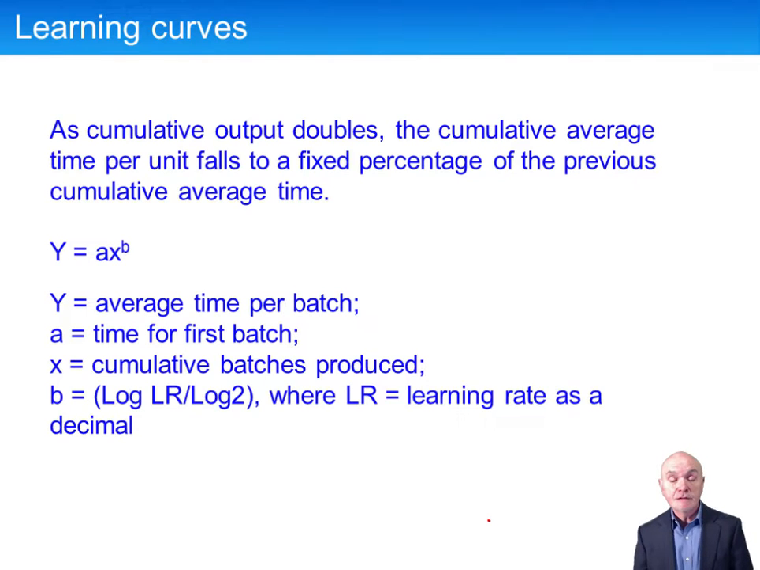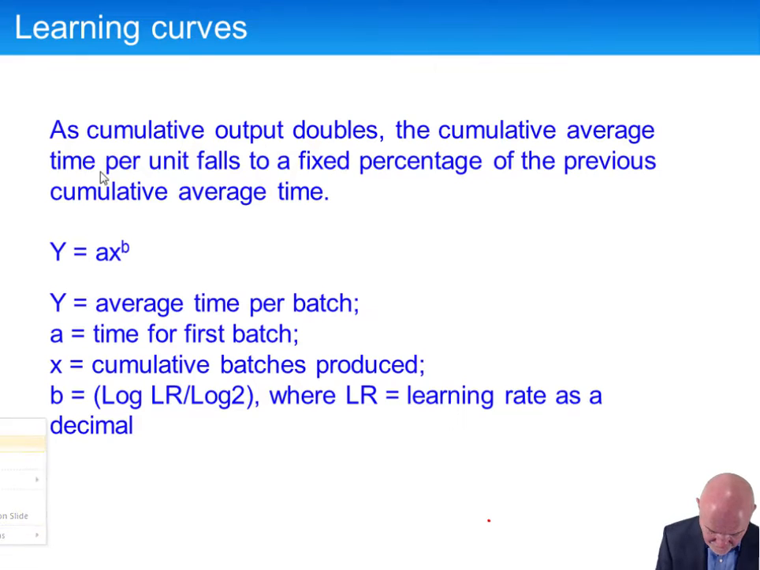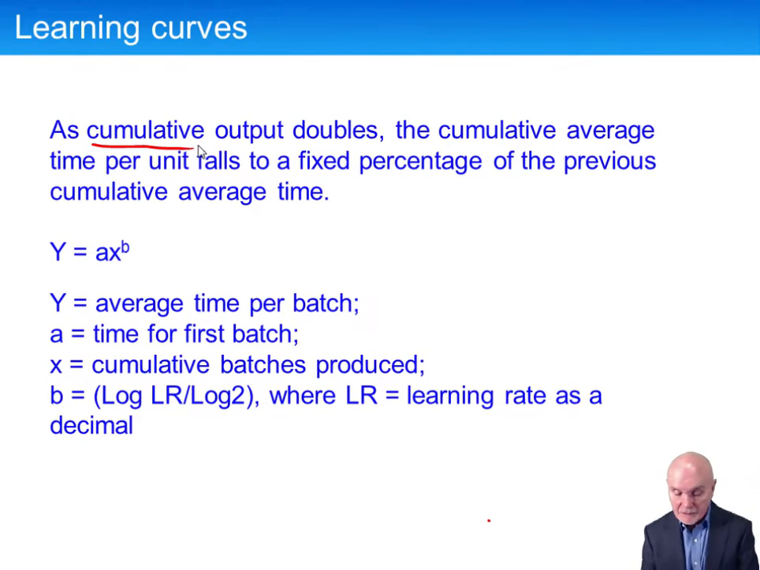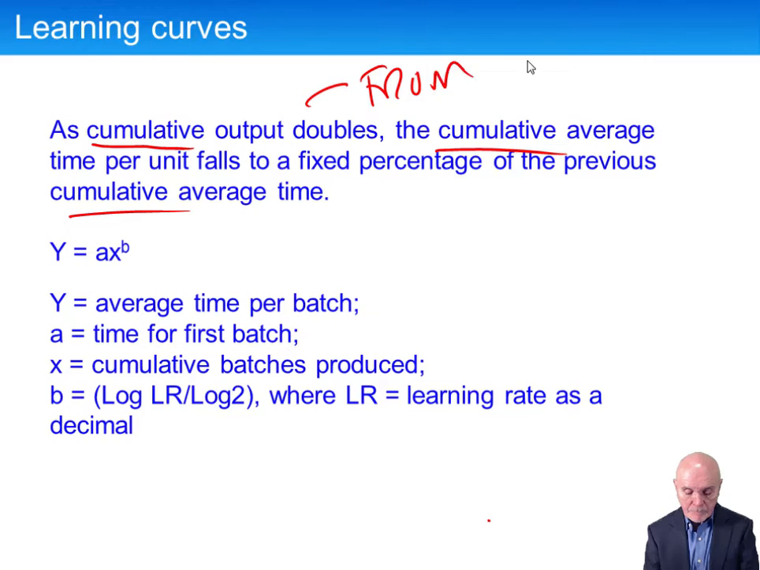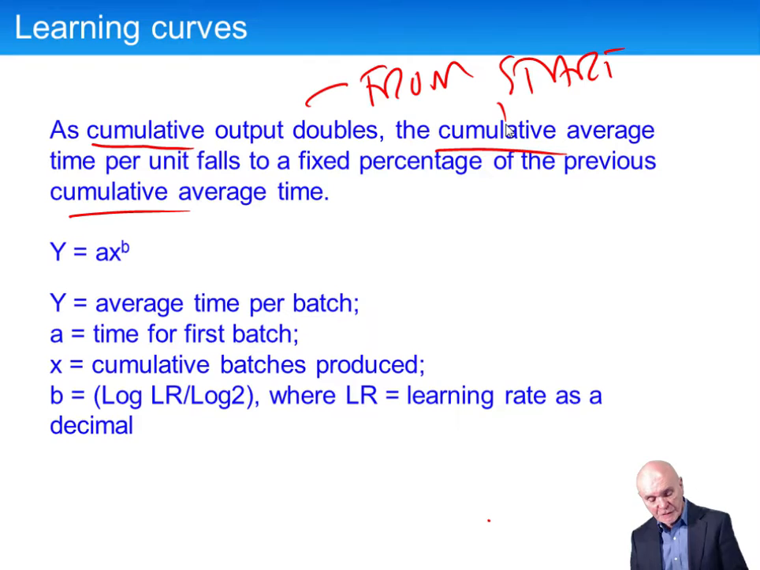the cumulative average unit time per unit falls to a fixed percentage of the previous cumulative average unit time. And running through this, we very much have the idea of cumulative output doubling, cumulative average unit time falling, and cumulative average unit time again. It's all working on cumulatives, and cumulative output really from the start. So all of these cumulatives, cumulative times, cumulative average unit times, cumulative production, are from the very first batch or the very first unit that's been made.